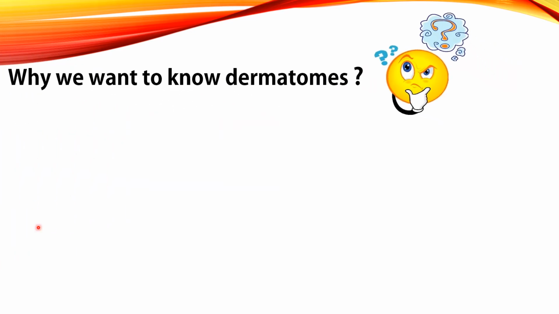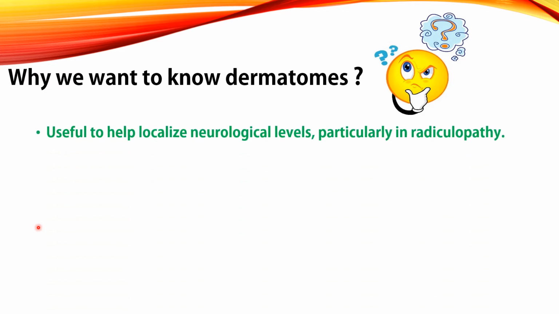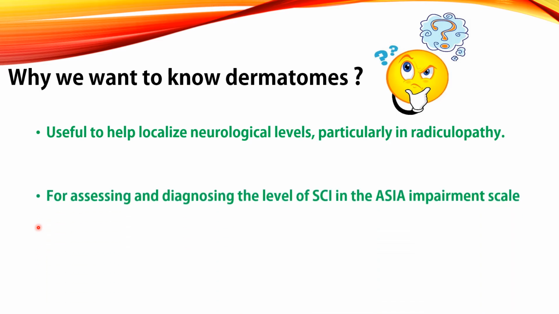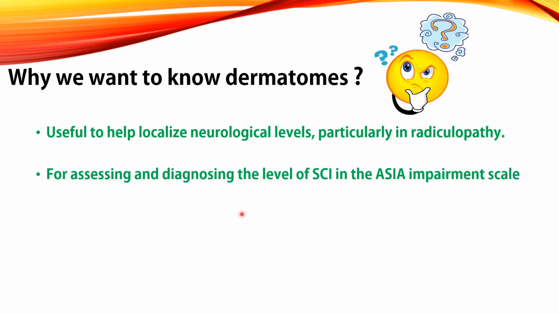Why do we want to know dermatomes? It is useful to help localize neurological levels, particularly in radiculopathy, and for assessing and diagnosing the level of spinal cord injury in the ASIA impairment scale. So we can assess the neurological level and the level of spinal cord injury by knowing dermatomes, or dermatological mapping.